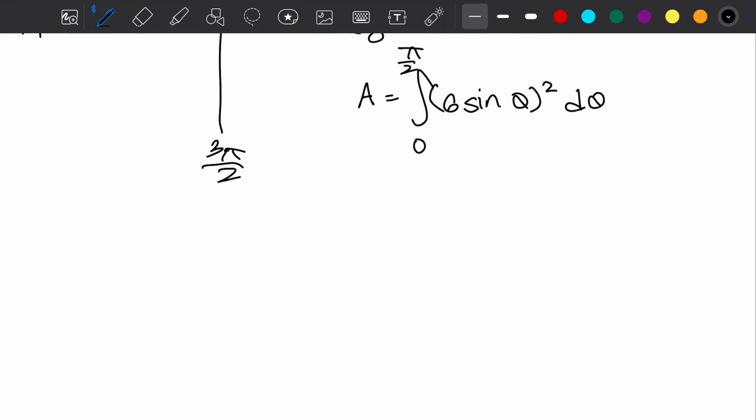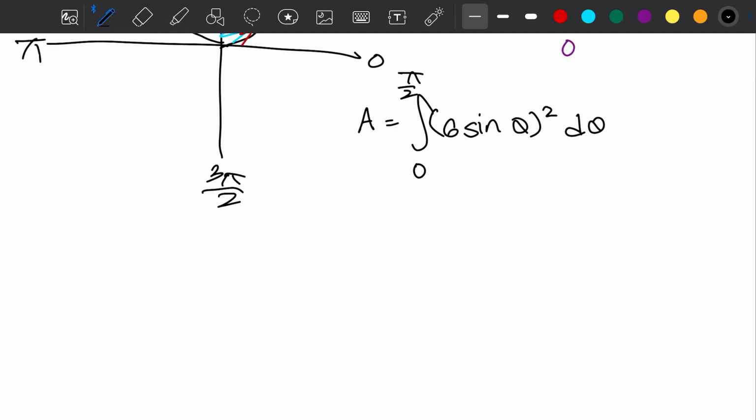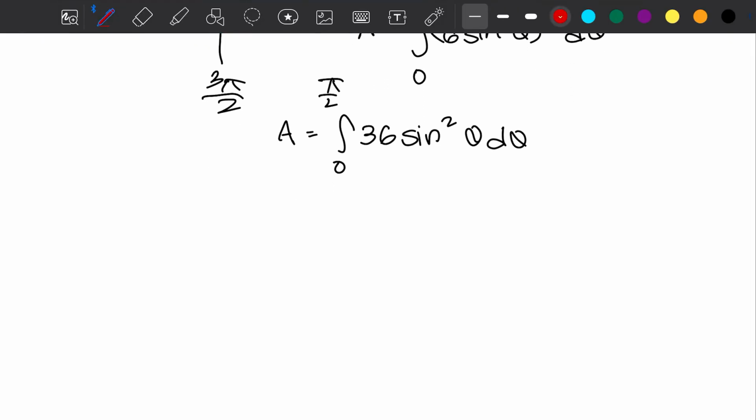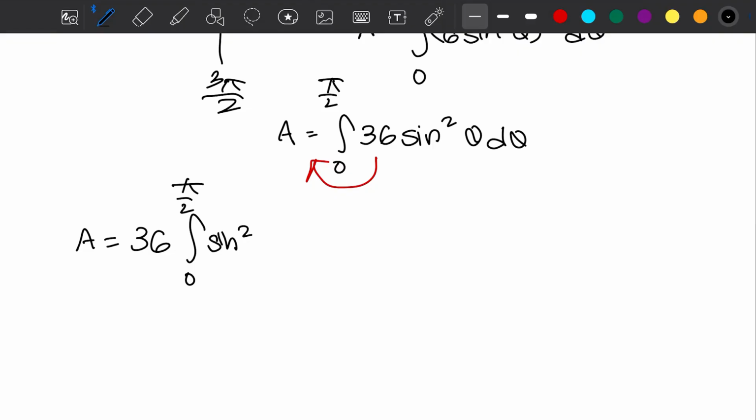From here on out, it's just basic integration that I'll go through with you here. So you have A equals the integral from 0 to pi over 2 of 36 sine squared theta d theta. Now, it'll be helpful to take this out, so you're going to end up having A equals 36 times the integral from 0 to pi over 2 of sine squared theta d theta. Now, you can approach this two ways.